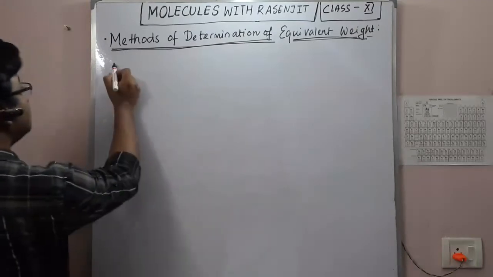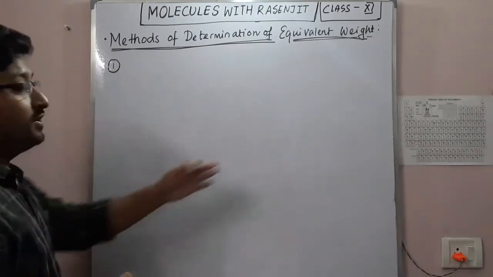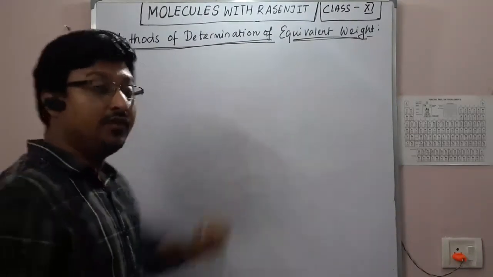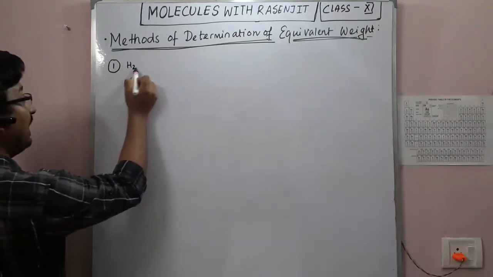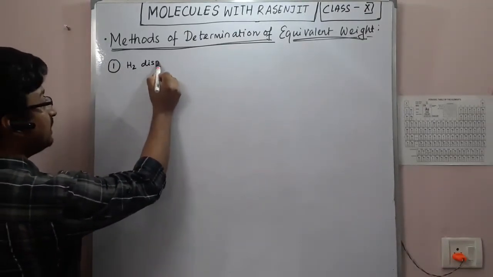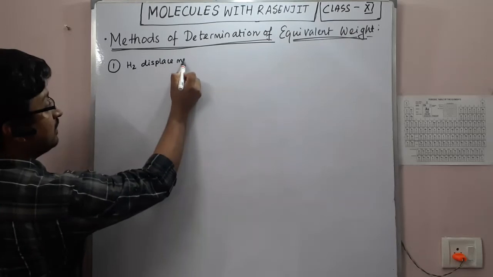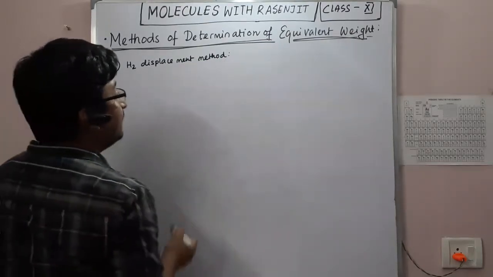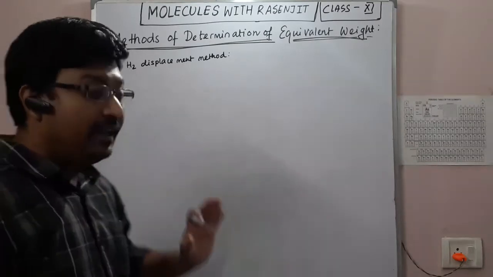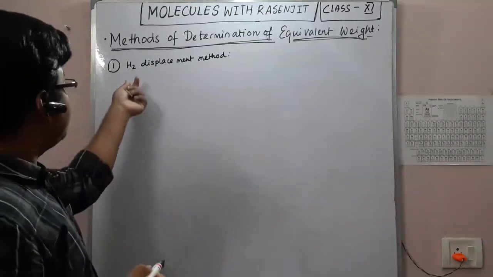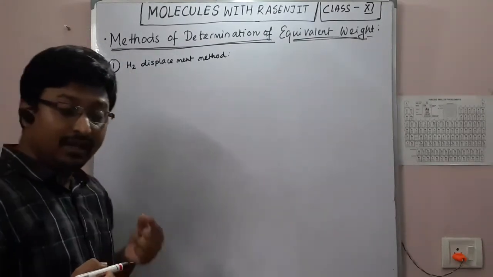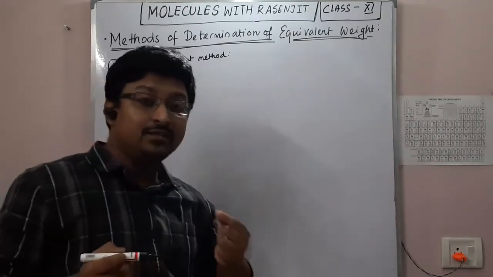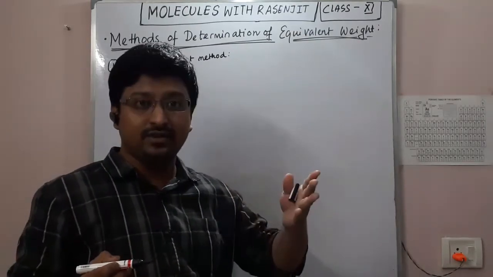Number one, obviously the first element was hydrogen. So the first method will be the hydrogen displacement method. Obviously, you can see here hydrogen displacement method. That means in this process, what you do is you displace hydrogen.